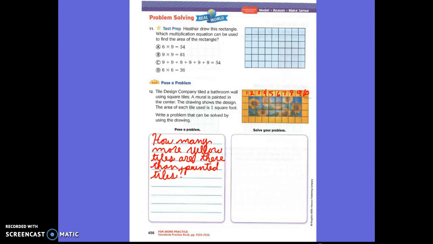Okay, I'm going to pause. Okay, boys and girls, we counted the yellow tiles. How many yellow tiles did you count? 26. 26 yellow tiles. I'm going to just write that down. You guys can write this too.